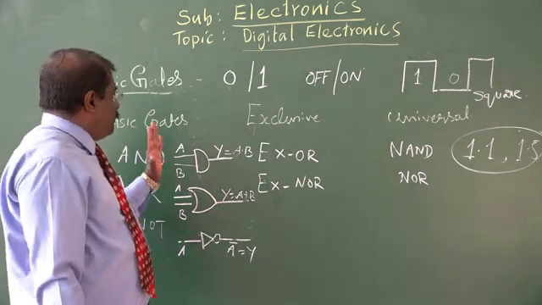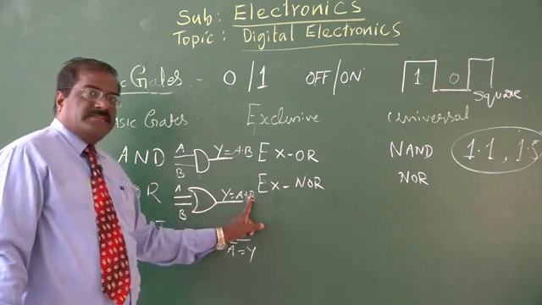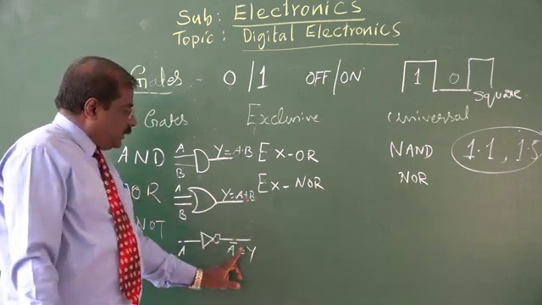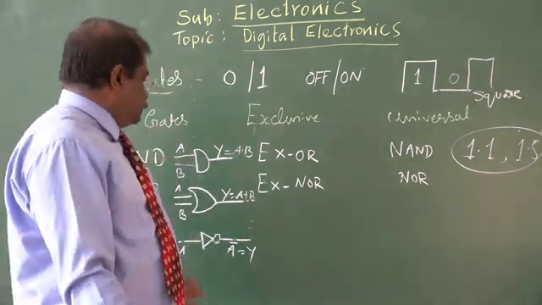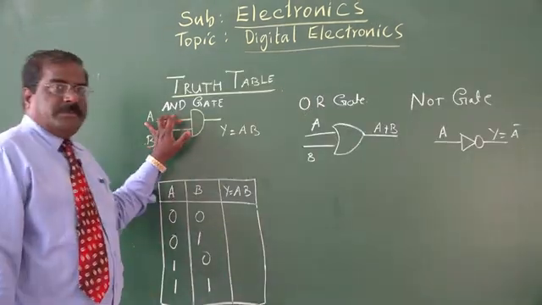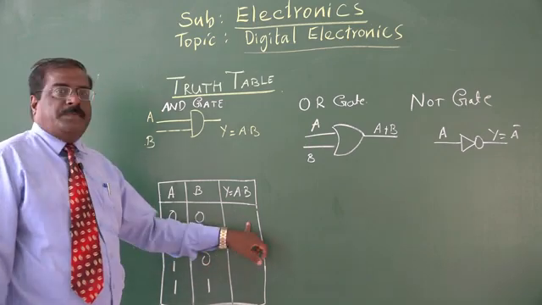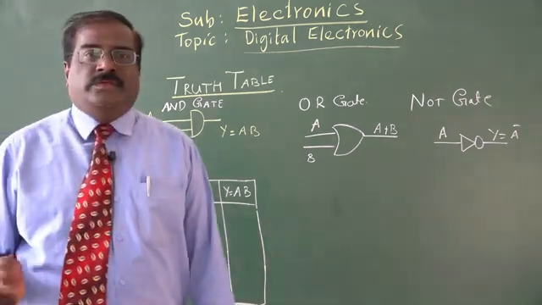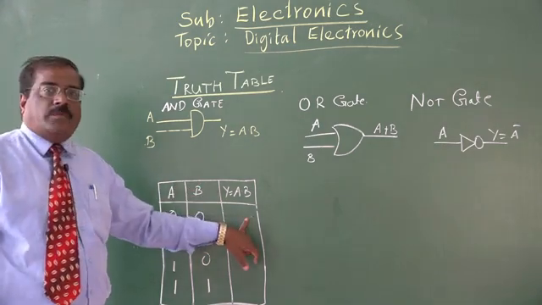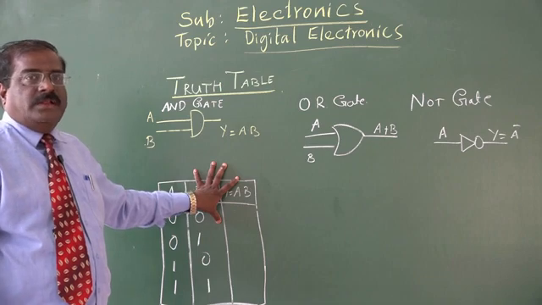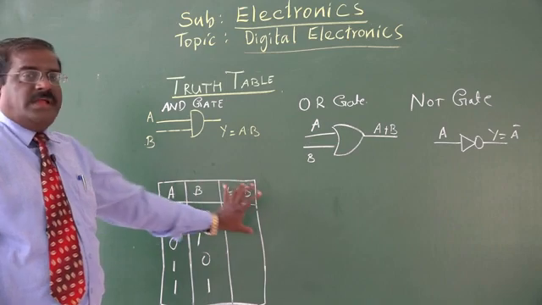So this is about the AND function A dot B, the OR function A plus B, and the NOT function A bar. Y equals A bar, that is the complement. So the truth table is all the input possibilities with respect to the output, all the input combinations with respect to the output.